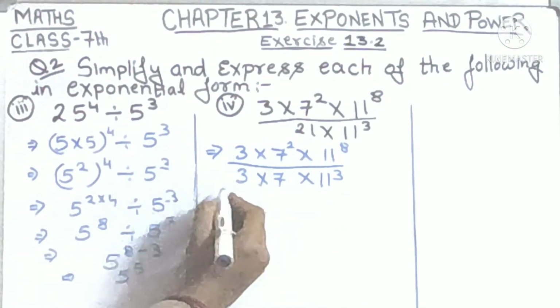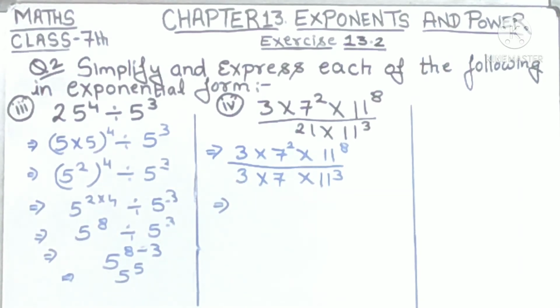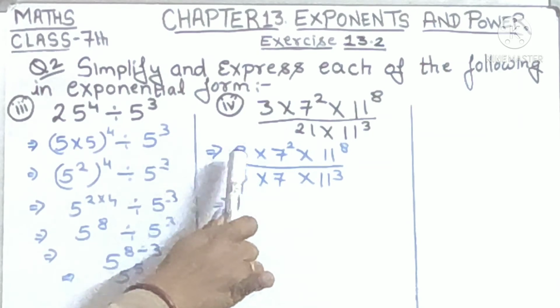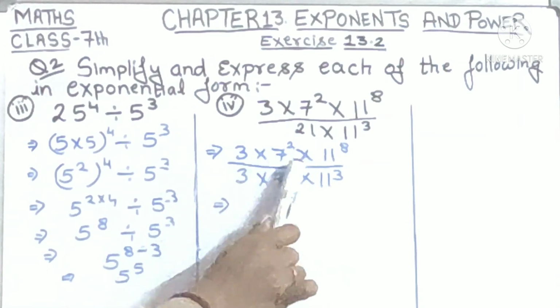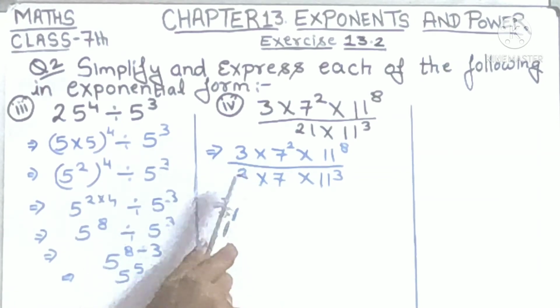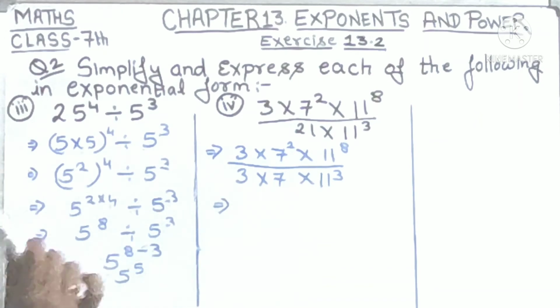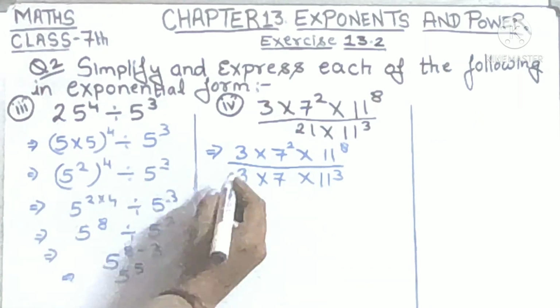Now we will solve it. In the numerator, can you see any similar number? Can you see one more 3 written here? No. Can you see one more 7? No. Can you see 11 2 times? No. In the same way, in the denominator, can you see 3 2 times? No. 7 2 times? No. 11 2 times? No. So there is no common number. So let us divide it.